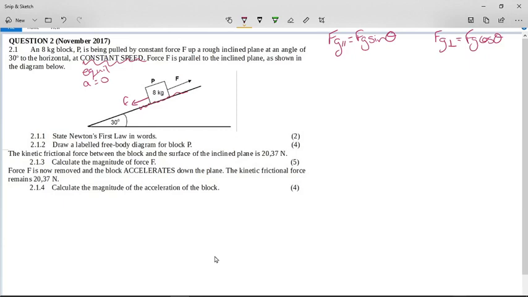State Newton's first law in words, learn your definitions. This is the one about inertia and how a body at rest or at constant motion will remain in its state of motion unless acted on by a net or resultant force. Remember it word for word properly. Now it says, draw a labeled free body diagram for block P. Remember, 4 marks, we need 4 arrows.